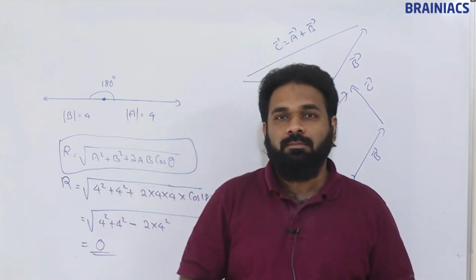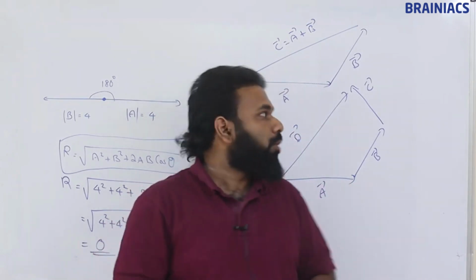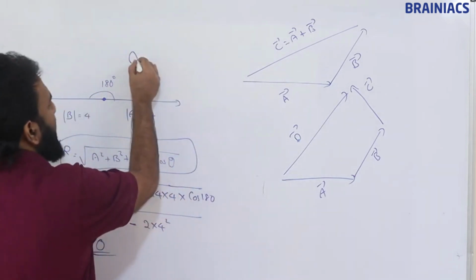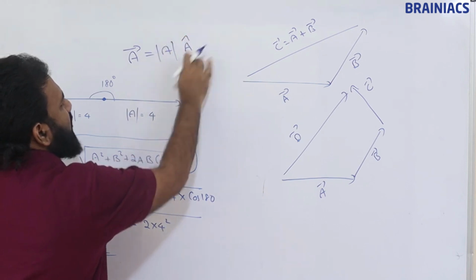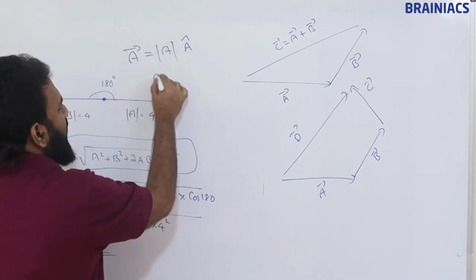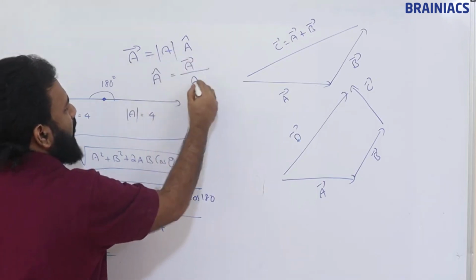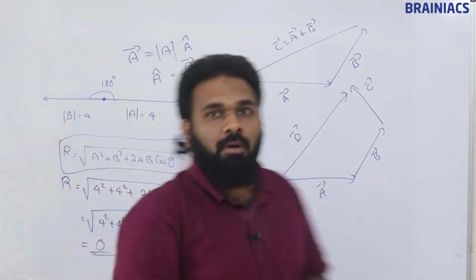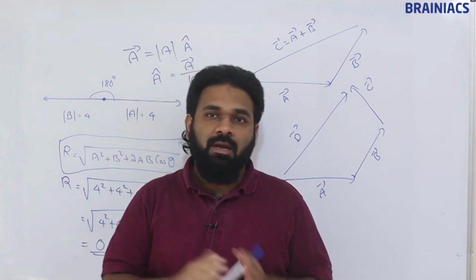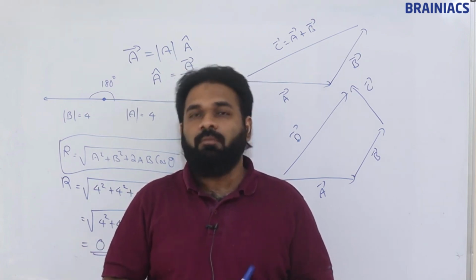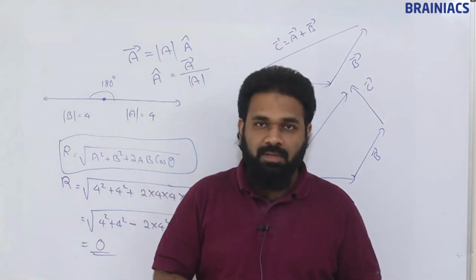What is a unit vector? The vector which just shows the direction of a vector. Any vector can be represented like this: vector A is nothing but the magnitude of the vector into the direction of the vector. So the direction of the vector alone, if we need to find, is nothing but vector A by mod of vector A. All these things we have seen. Today we are going to see multiplication, which is the last part of vector algebra, very important. So how the multiplication of vectors can be done, we will see.